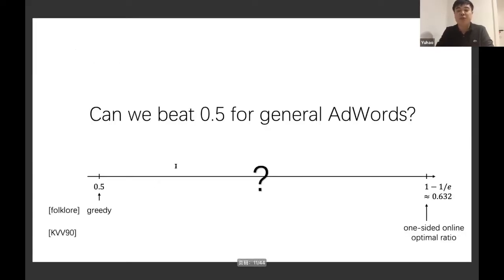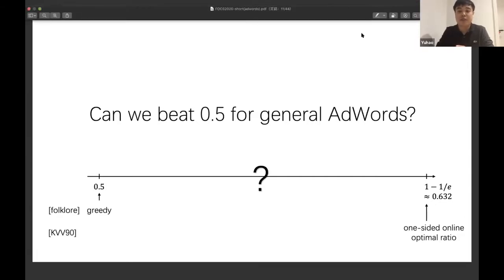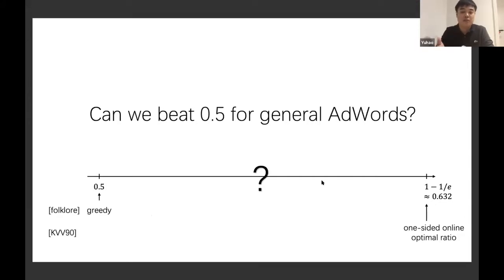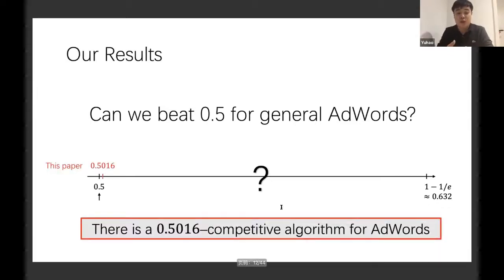So the most interesting question is, can we beat 0.5 in the general model, the Adwords problem without the small bid assumption? In our paper, we answer yes to this question. We find a 0.5016-competitive algorithm for Adwords.